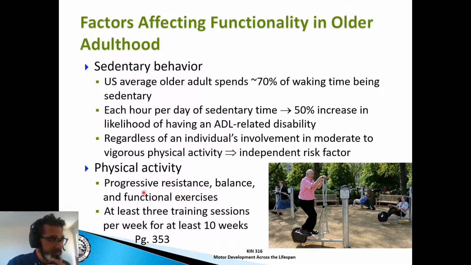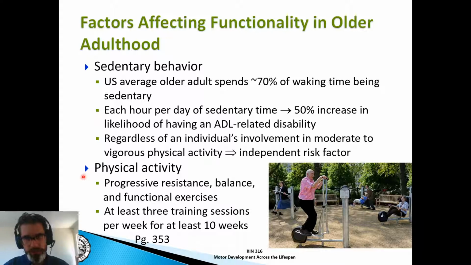And what kind of physical activity are we talking about? So we want activity to be more than simply getting up and walking around. We'd like it to be progressive. We'd like it to be focused or specific to functional exercises or balance exercises. And to be at least 3 training sessions per week for at least 10 weeks.